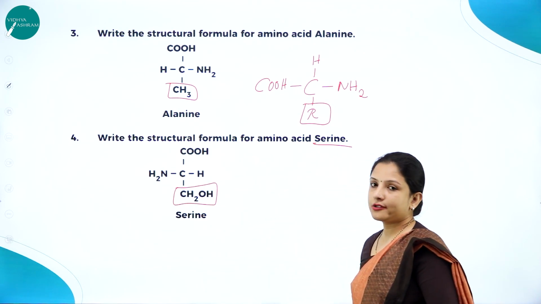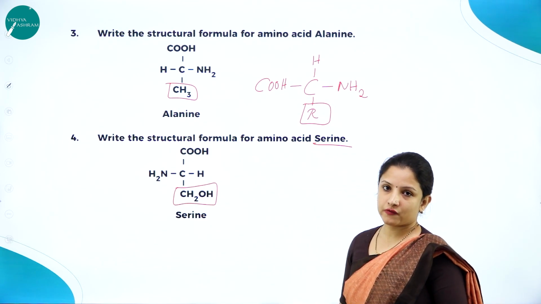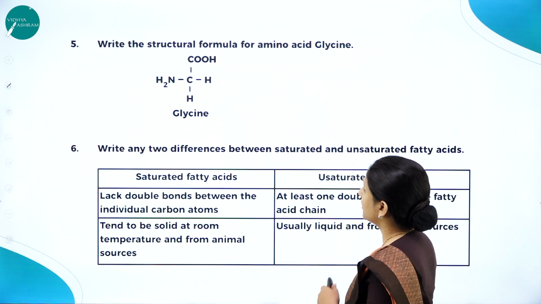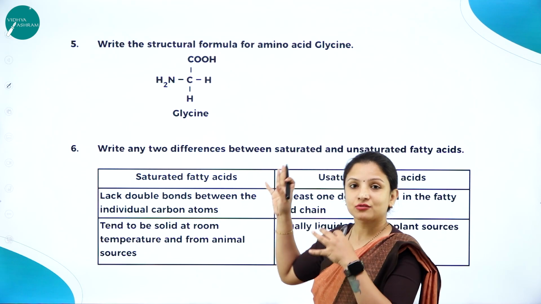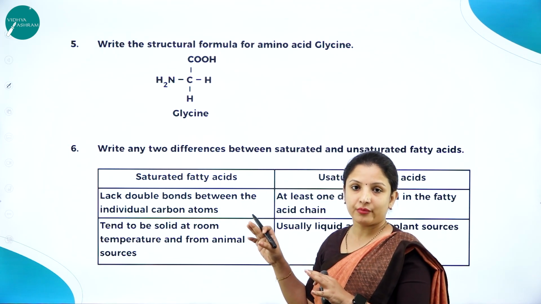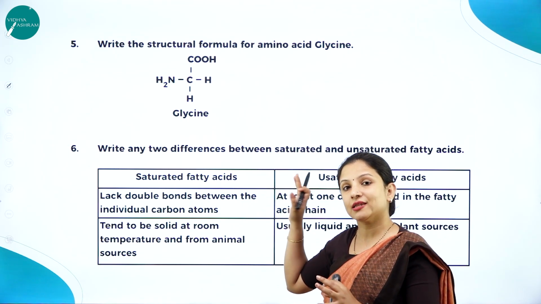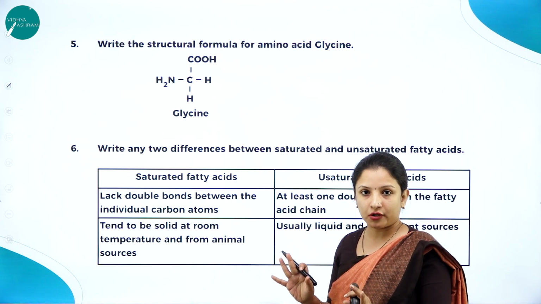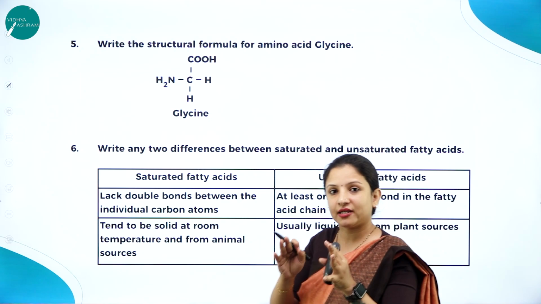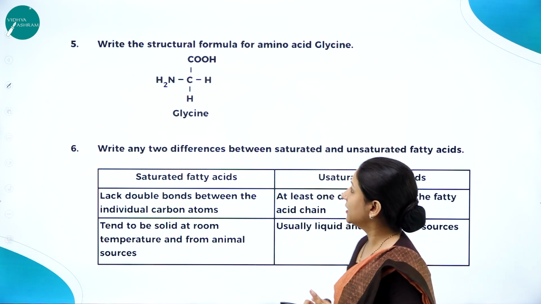So the variable group, if you write it as CH2OH, it will be serine. Next question. Write the structural formula for amino acid glycine. They'll ask only these three structural formulas of amino acid because only these three are given in the NCERT textbook. Beyond that, they will not ask. So what is there in the NCERT textbook? Only that, if you study it, is enough.